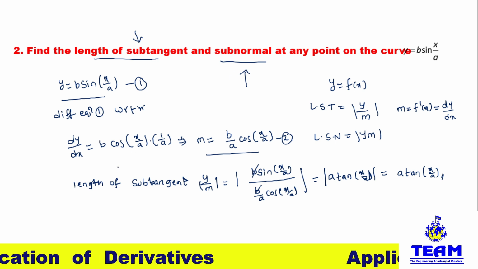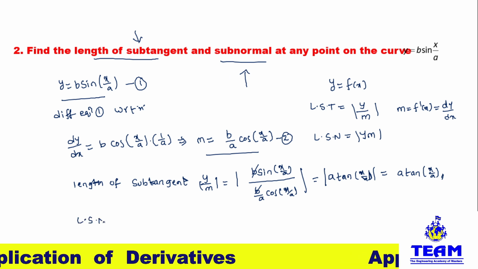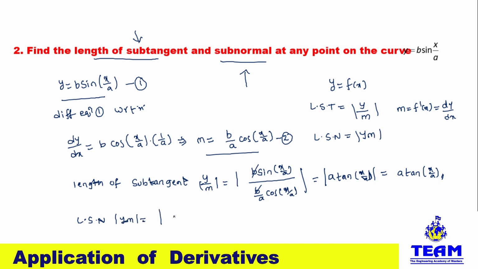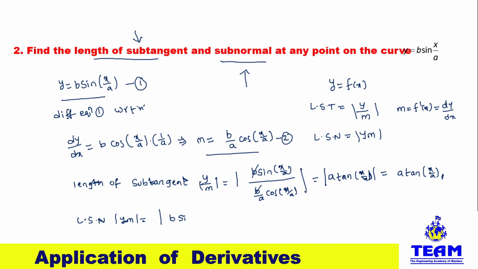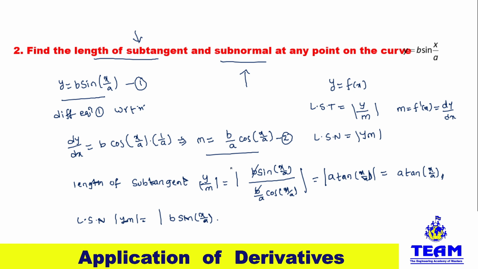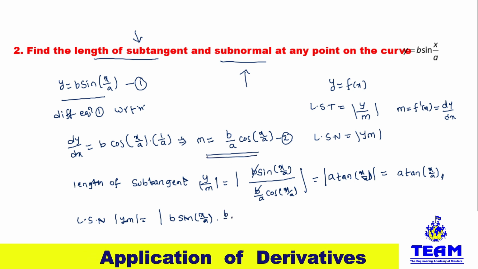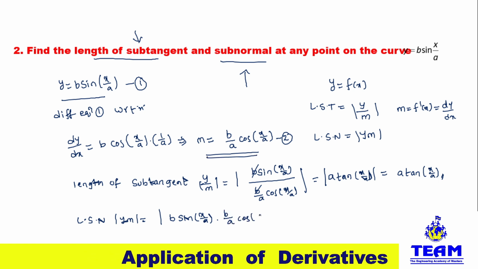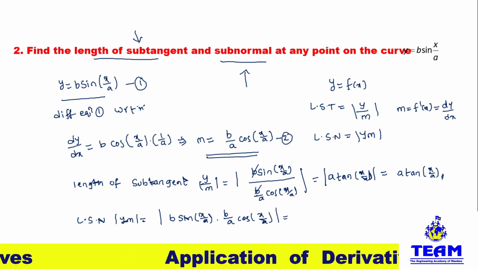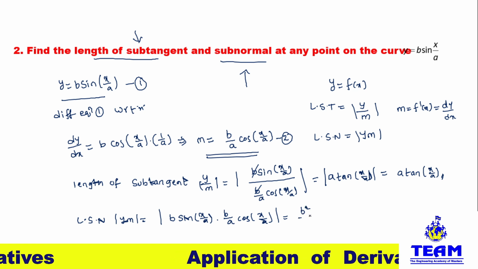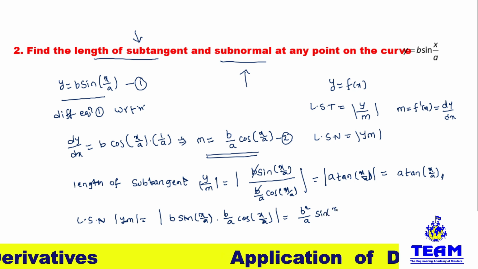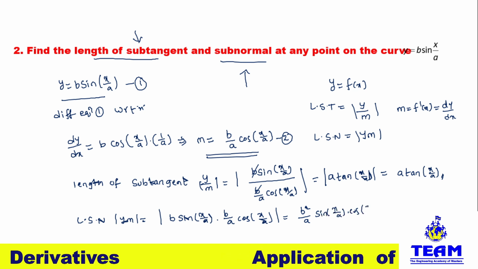Length of subnormal. Okay, length of subnormal formula we have is mod y into m. So write down what is y? y is equal to b into sine of x by a, into what is m you have? m is equal to b by a into cos of x by a. Okay friends, now here b into b is b square, so you can write b square by a outside, into sine of x by a into cos of x by a.